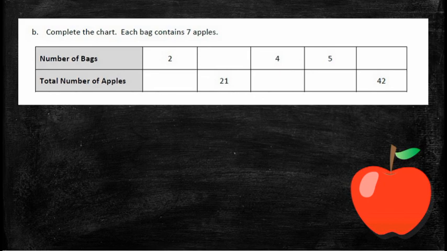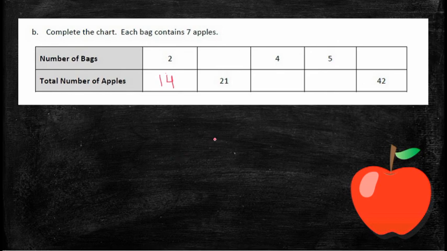Each bag contains 7 apples. We are tasked with completing the chart. If we have 2 groups of 7 or 2 bags of apples, we can also say 2 times 7. This is a multiplication fact that you should already know. Therefore, the answer should be 14. If you have a question about this, please raise a quiet hand.